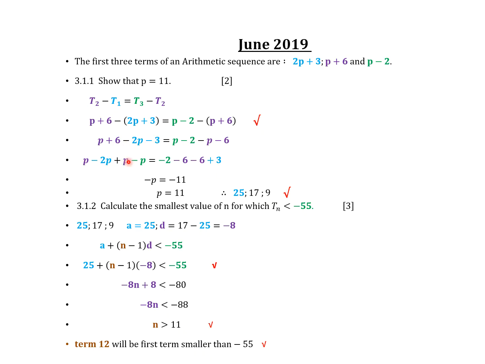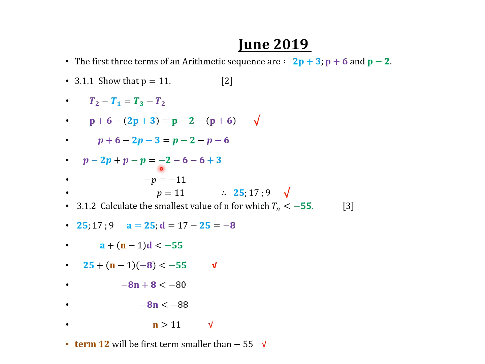So p plus p is 2p, minus 2p cancels, so I'm left with negative p. Negative 2 minus 6 gives me minus 8. Minus 6 gives me minus 14. Plus 3 then gives me negative 11. Divide both sides by negative, I have p equals 11. So there, 2 times 11, 22 plus 3, 25. 11 plus 6, 17. And 11 minus 3 gives me 8. So 1 mark for correct substitution, and another mark for p equals 11.